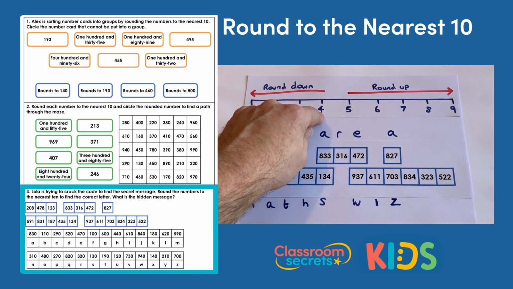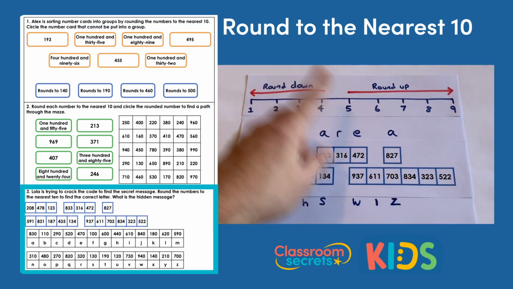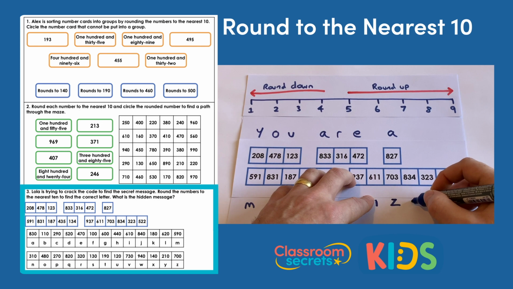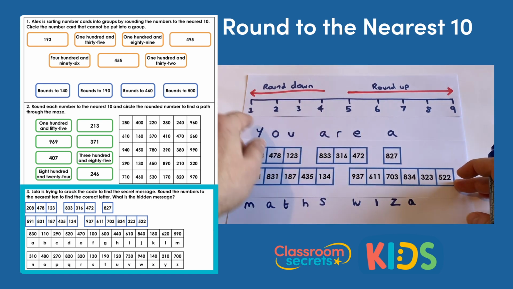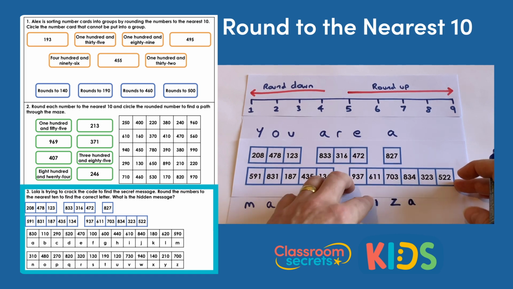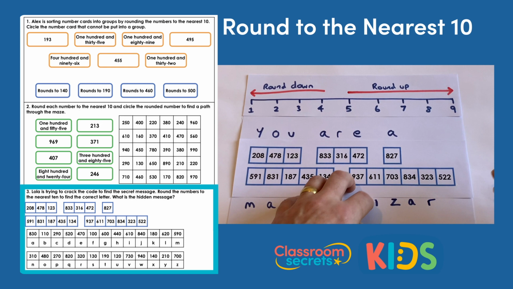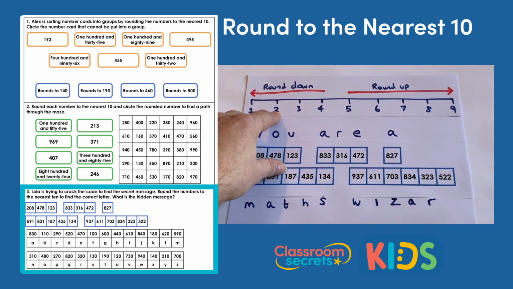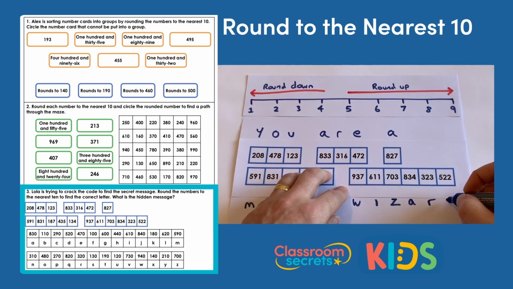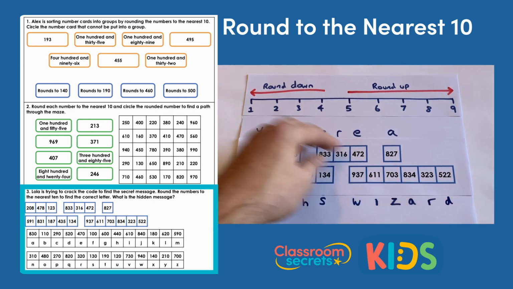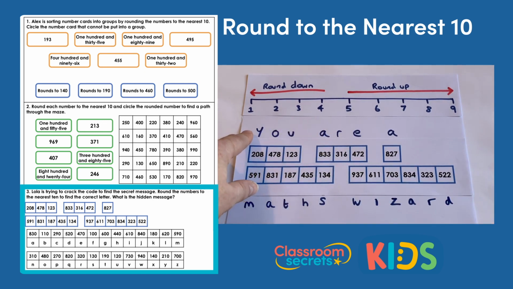834 has 4 ones, so we'll turn that down to 830. We've had that a few times, that's letter A. 323 has 3 ones, so we're going to turn that down to 320, and that would be the letter R. And the last letter, 522, has 2 ones, we're going to round that down to 520, and that would be letter D. So altogether the sentence there, the code is: you are a maths wizard.